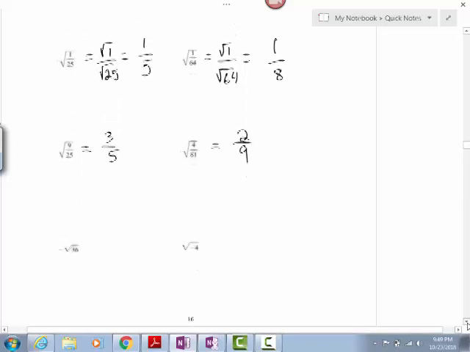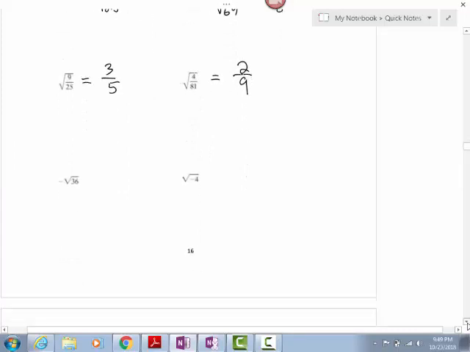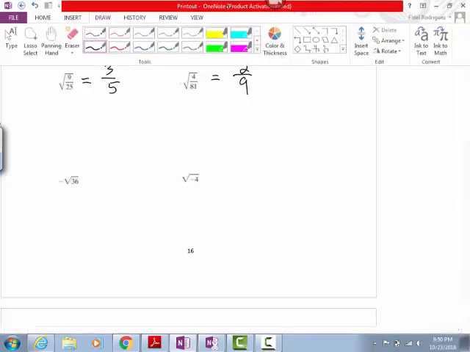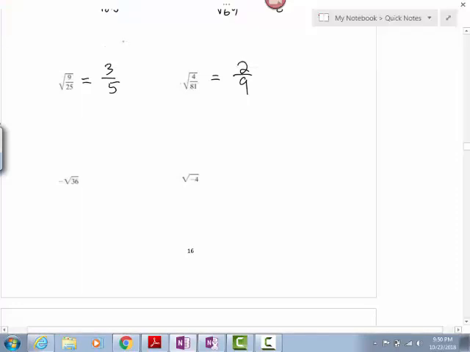You scroll down a little bit. Okay, I want you to take a look at the next two problems. And the first thing I notice about these next two problems is that we have some negatives here. So this problem here says we're looking for the negative square root of 36. I want to think about it like this. Well, I already know the square root of 36 is going to be 6. So then the negative square root of 36 is just going to be negative 6.